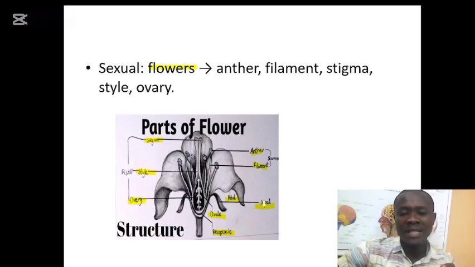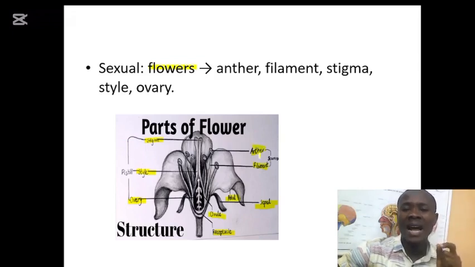And we have the sepal, the one that is below. This sepal does two things. One, it protects the flower in the bud stage when it is young. And two, it is green in color and therefore it performs photosynthesis. And we have the petal. The petal is brightly colored to attract pollinators.